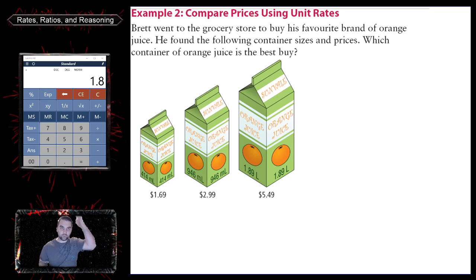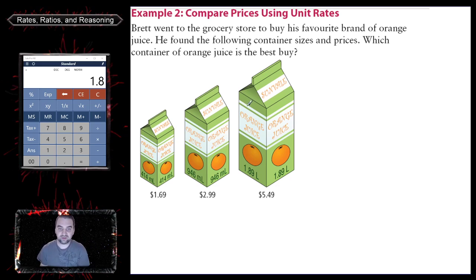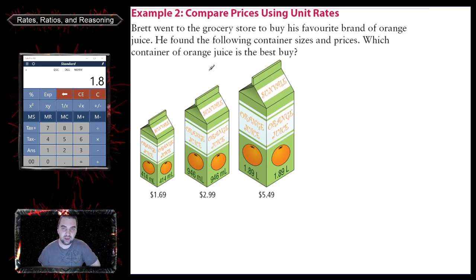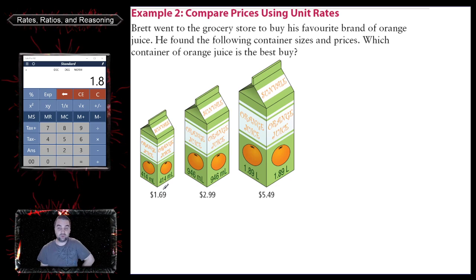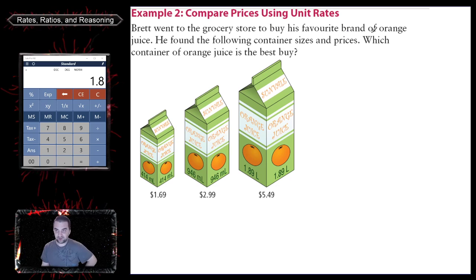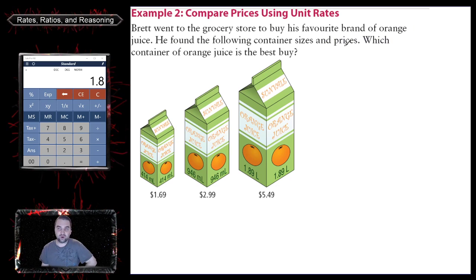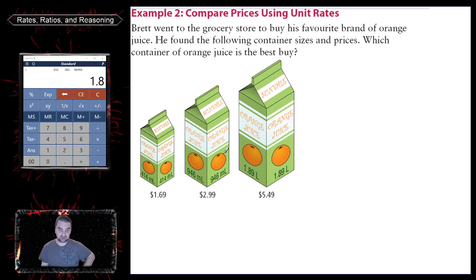Example 2. This is one we're working on together. Example 2, comparing prices. This is useful stuff for when you're shopping for yourself in the future. All this unit rate stuff is going to save you a lot of money. Brett went to the grocery store to buy his favorite brand of orange juice. He found the following container sizes and prices. Which container of orange juice is the best buy?